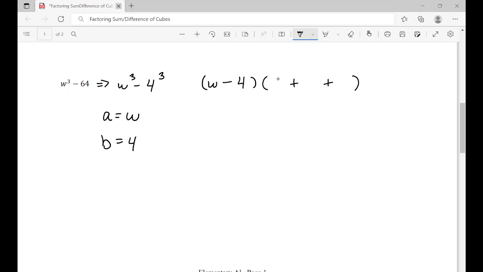Now I go into the second parentheses. This term is a squared, so w squared. This term is a times b, so w times 4, 4w. And the last term is b squared, so 4 squared, 16. So this is the factored form of the binomial.